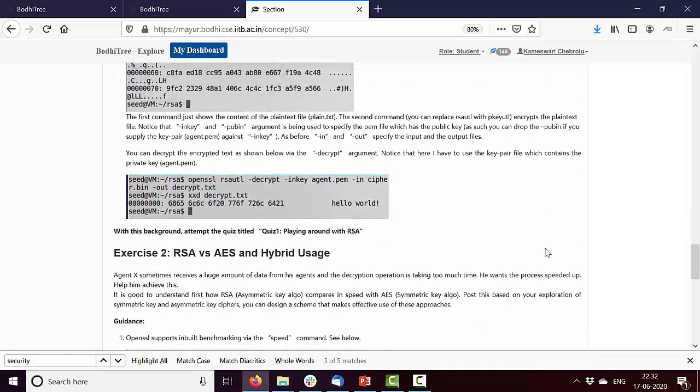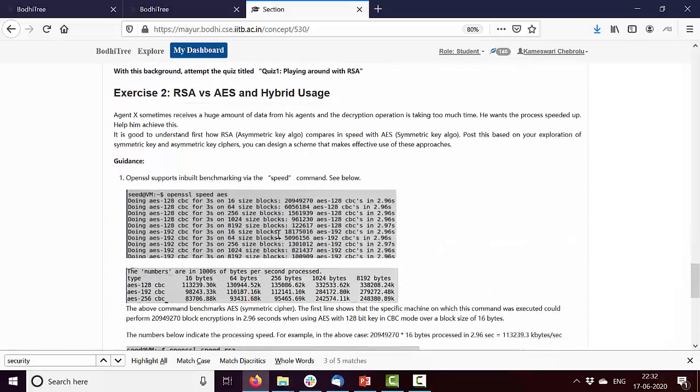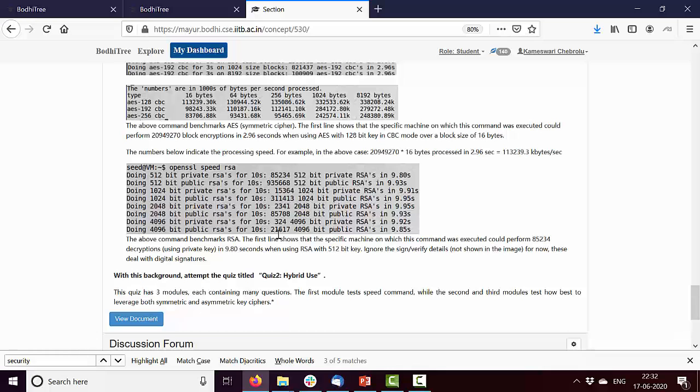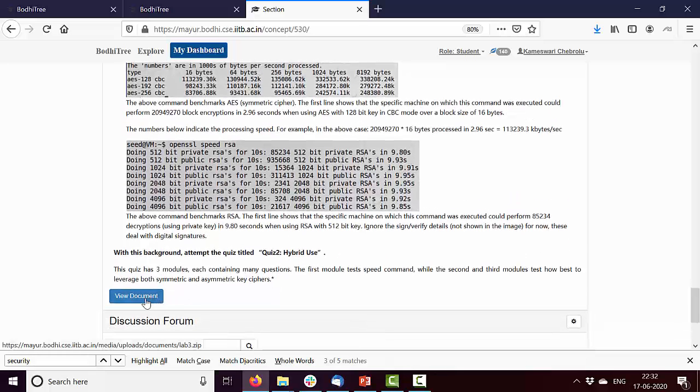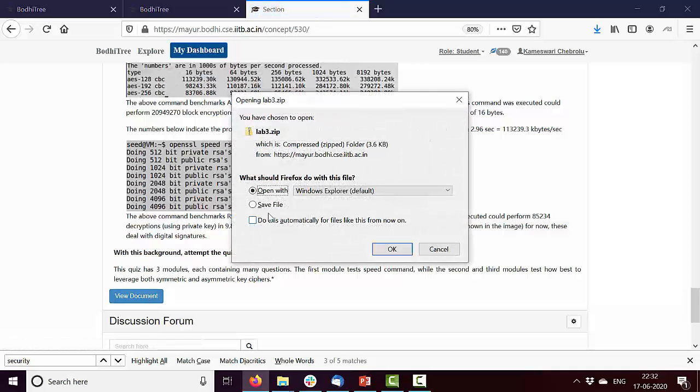Finally, after all this explanation, it is telling, with this background, why don't you attempt the quiz titled Playing Around with RSA. So this is exercise 1, and quiz 1 is related to exercise 1. And then there is exercise 2, where again you are giving a lot more instructions, including some screenshots, and telling that with this background, attempt quiz 2. And here you can also share some files that are needed to do this lab. All those files you have zipped and are sharing with the students.